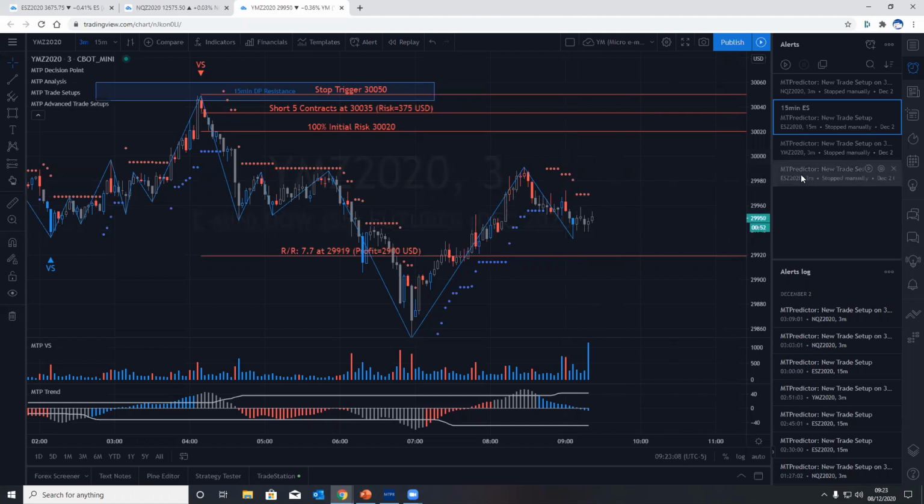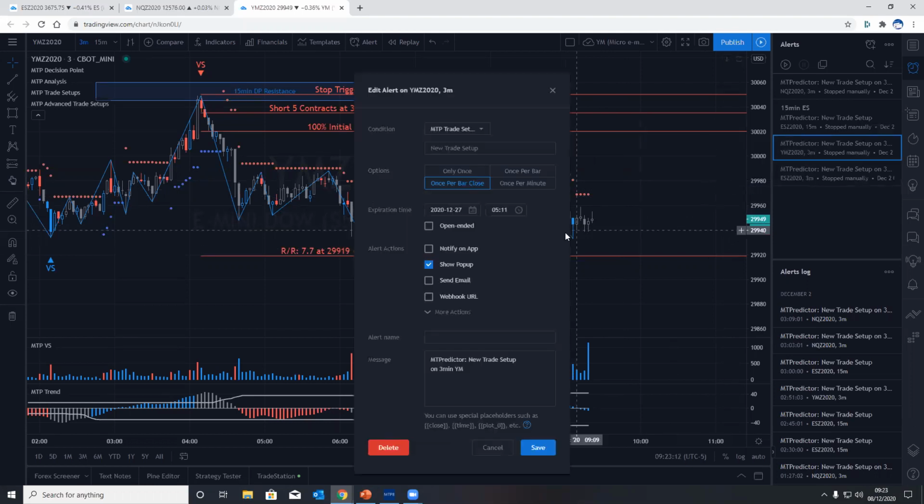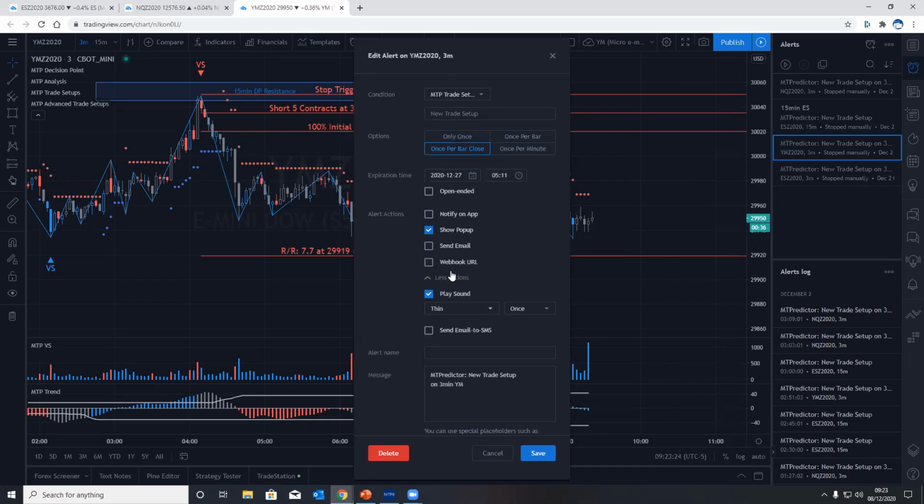So if I can find the one on the YM, that's the one on the YM 3 minute. See here, there it is. I've got it set up to trigger only once per bar, which is what you want to do because we want to be on bar close, and to show a pop-up when the trade setup comes through. But you can get it to send you an email. You can get it to send you an SMS if you wish. So there's lots of different things you can do when a trade setup appears.